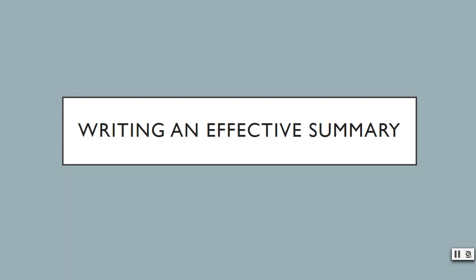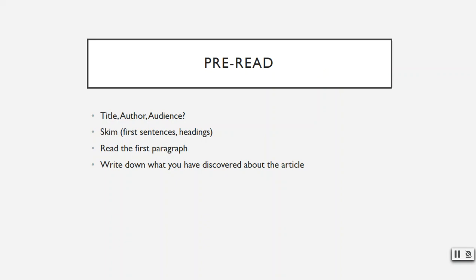One of the most important types of writing that you will do in a college course is to write a summary. So this assignment is going to take you through the steps of writing an effective summary. The first thing you need to do when you are given an assignment to summarize something is to look at the article itself and do what I call pre-read the article.